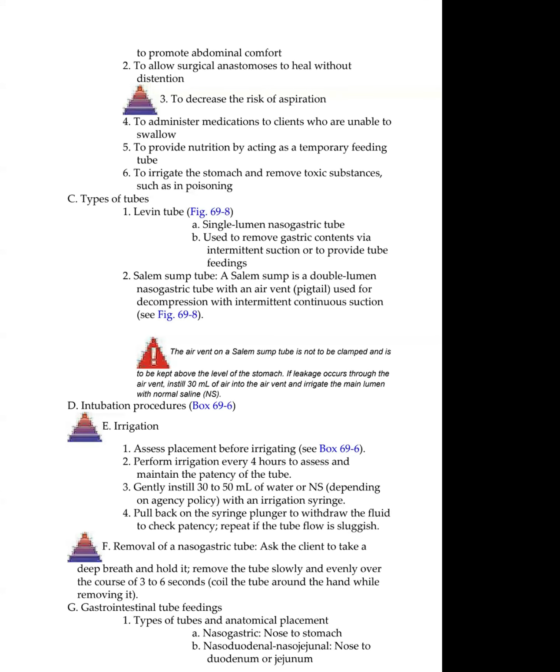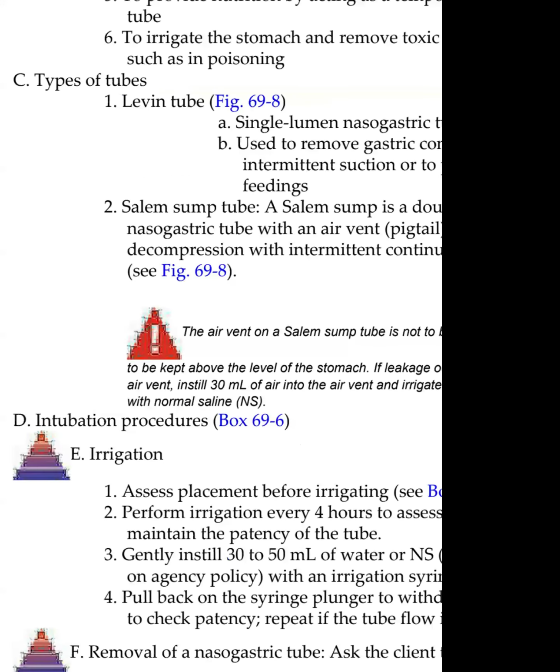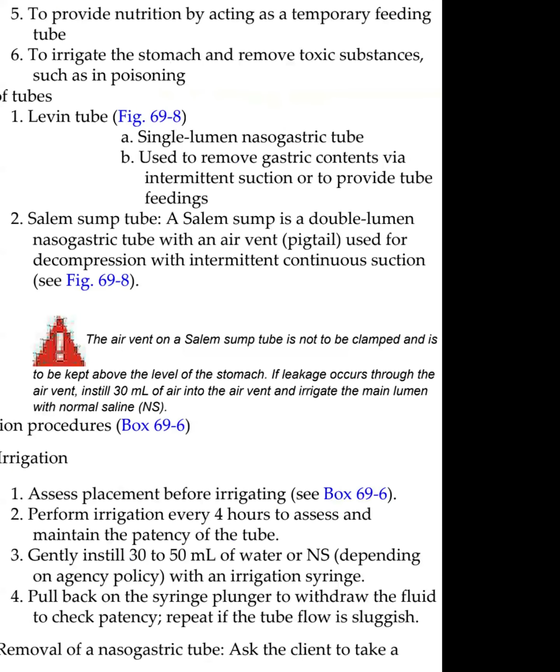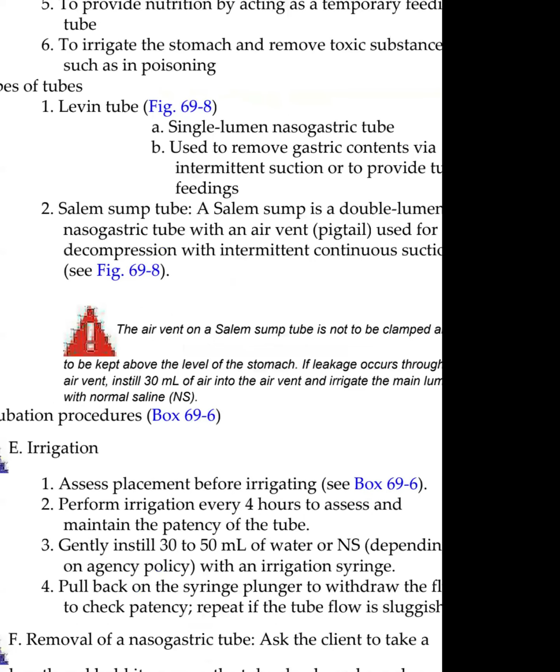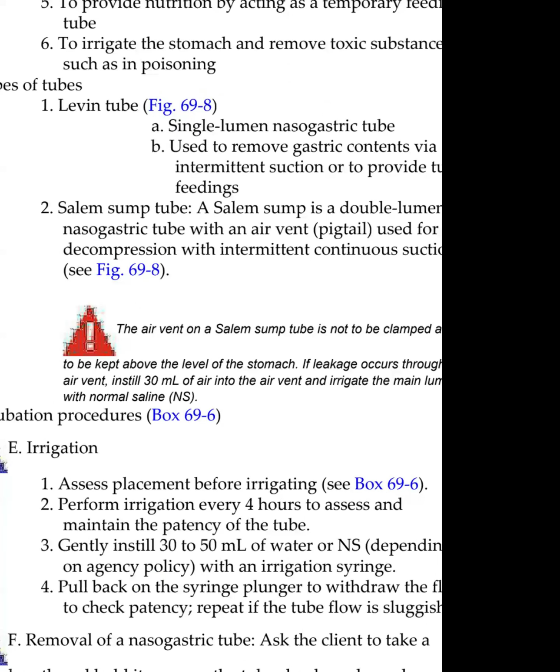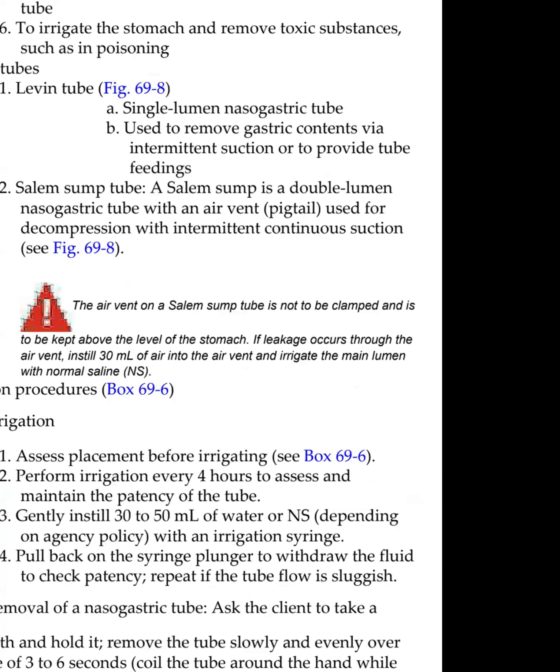Important thing: the air vent of the Salem sump tube is not to be clamped and is to be kept above the level of the stomach. The air vent, which is open, should be kept a little above the stomach, meaning at the esophagus level. If leakage occurs through the air vent, instill 30 ml of air into the air vent and irrigate the main lumen with normal saline.